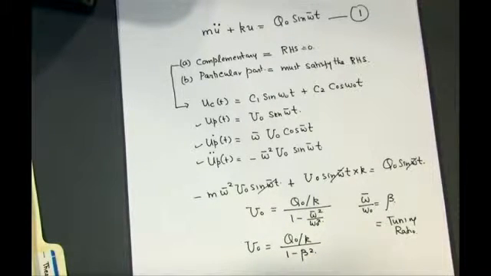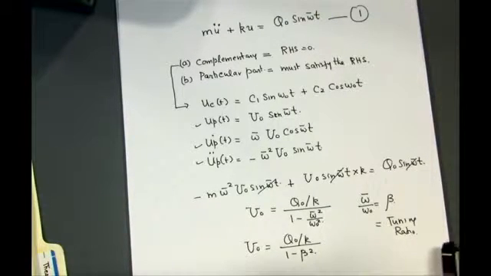Right. Now, we know the value of u0, and we can now write the complete solution, which has both a complementary part and a particular part. So, let us go to the next page.